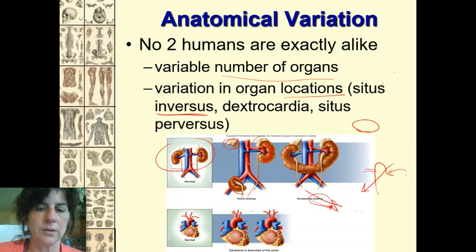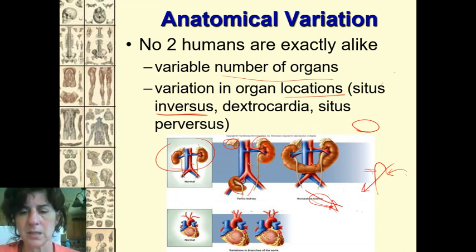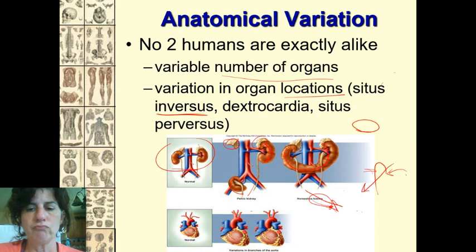Notice that the adrenal glands are still in the right place. So I have the adrenal gland that's supposed to be right on top of the kidney, and this one, the adrenal gland is in the right place, but the kidney is in the wrong place. You can have this horseshoe-shaped kidney, so both kidneys are attached together.